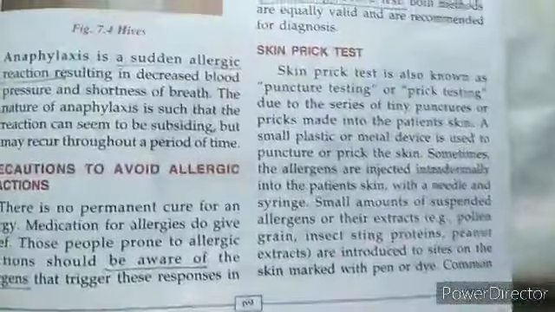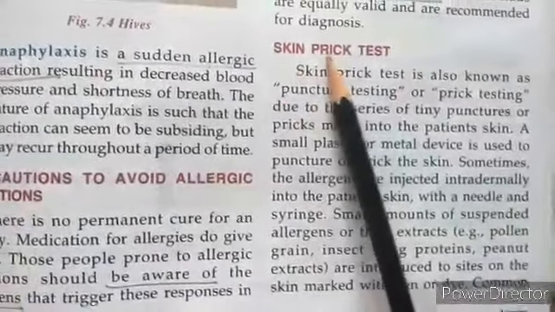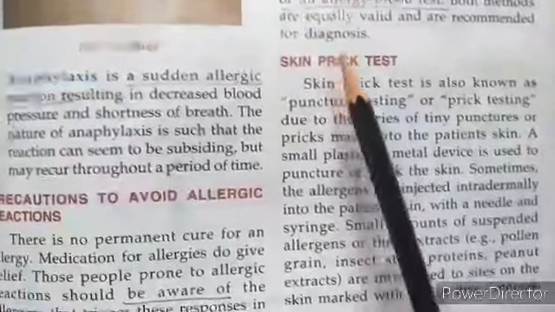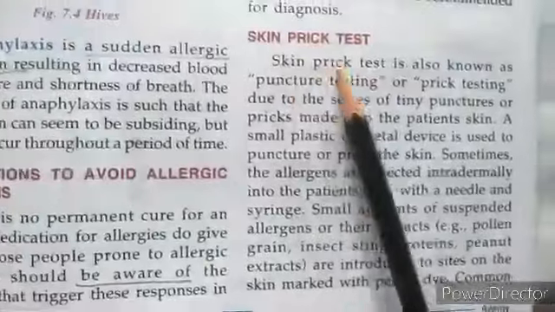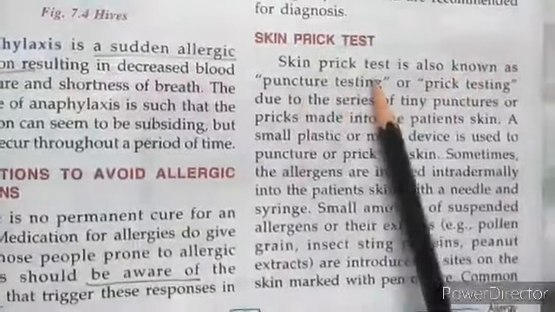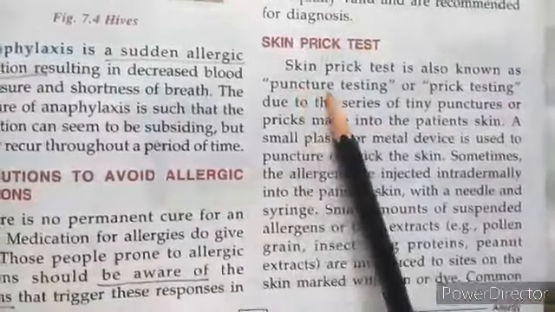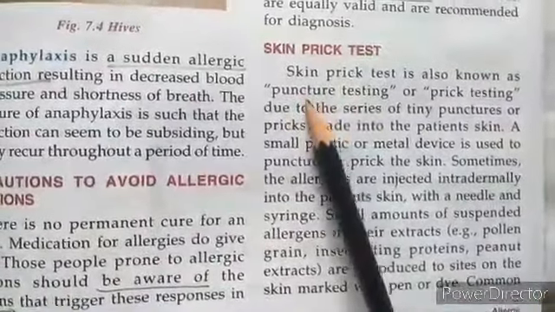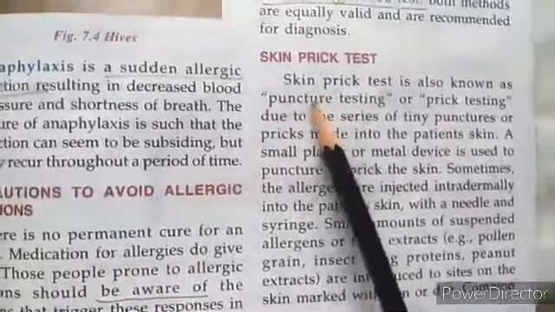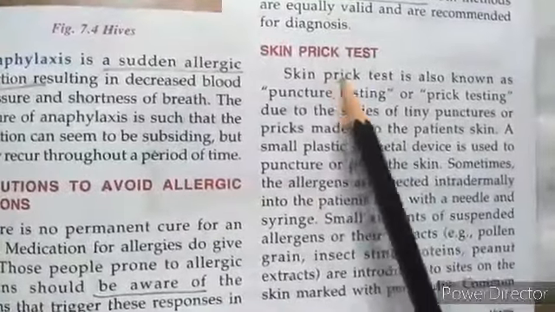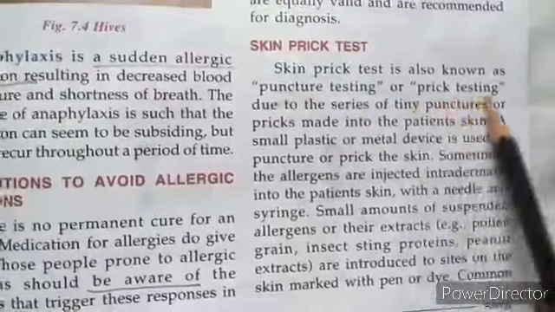Now let's have a look at the first method here, the skin prick test. Skin, that's not a problem. Prick means something that pierces the skin, like the piercing of a needle. The skin prick test is also known as the puncture test. Puncture, as you know with your tires, when a nail pierces the tire, it's called a puncture. A small hole is made there. So in the skin we are going to prick something, we are going to poke something into the skin in this test, also known as prick testing.